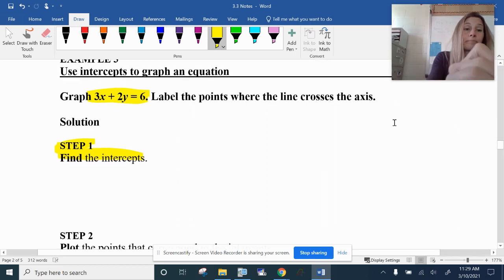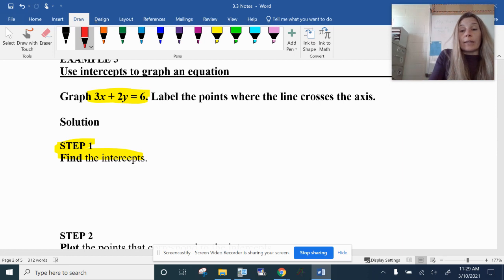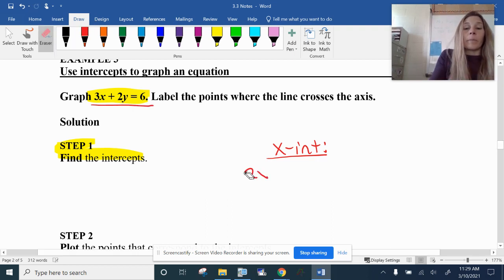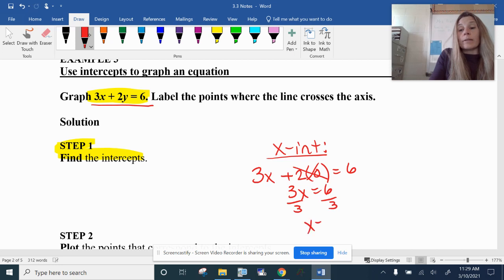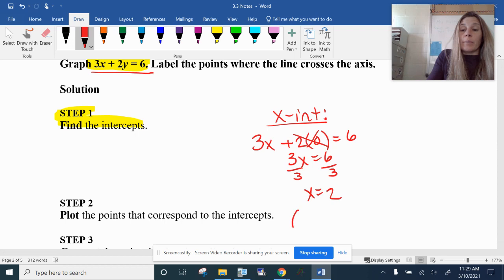graph on your line. So to find my x-intercept, I'm going to take this equation and put the 0 in for the y. So 3x plus 2 times 0 equals 6. I'm left with 3x equals 6. So x equals 2, which will make my x-intercept 2, 0.